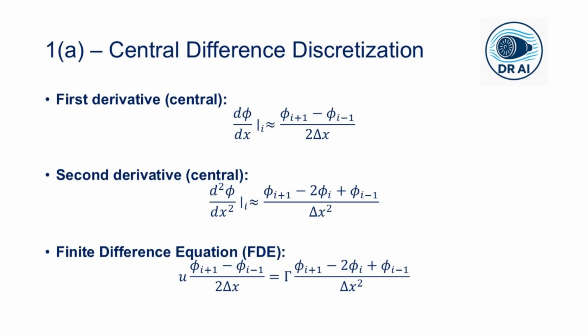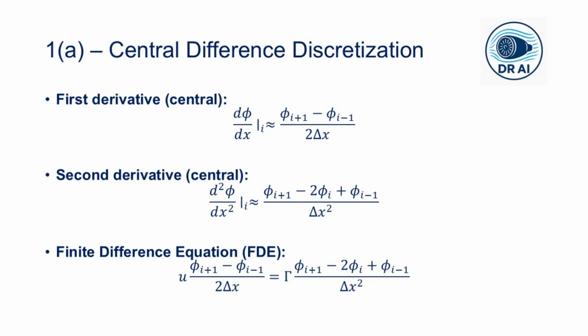Now, we discretize the domain into a set of points or nodes equally spaced by delta x. At a generic interior node I, we need to approximate the first and the second derivatives of phi. The central difference for the first derivative takes the values at the two neighboring nodes, subtracts the left from the right, and divides by twice the spacing. Intuitively, this gives an approximation to the slope at the center because the line through the two points has a slope that approximates the tangent at the midpoint.